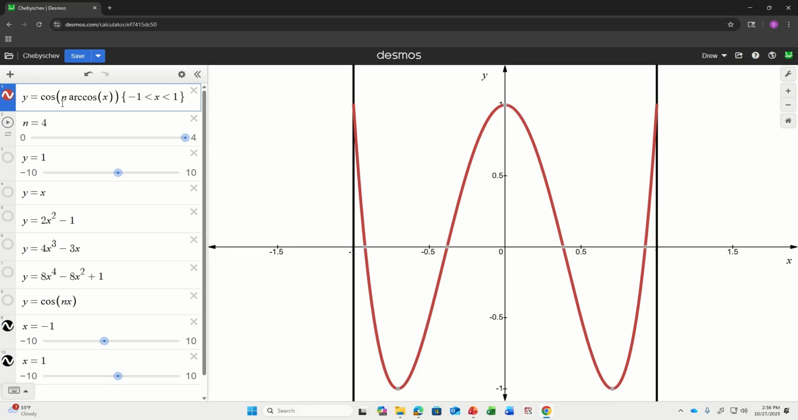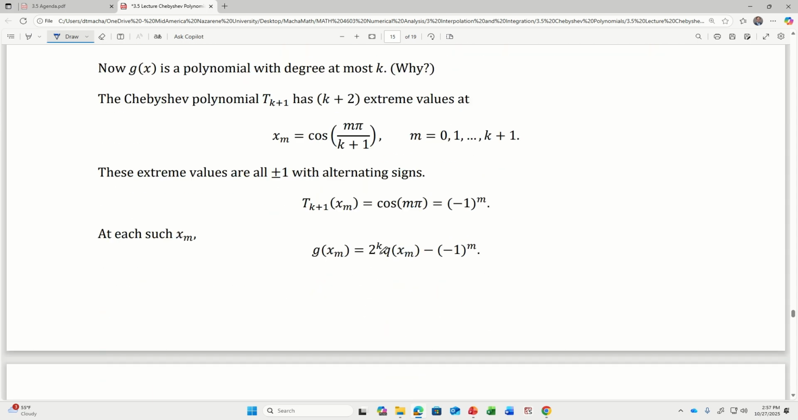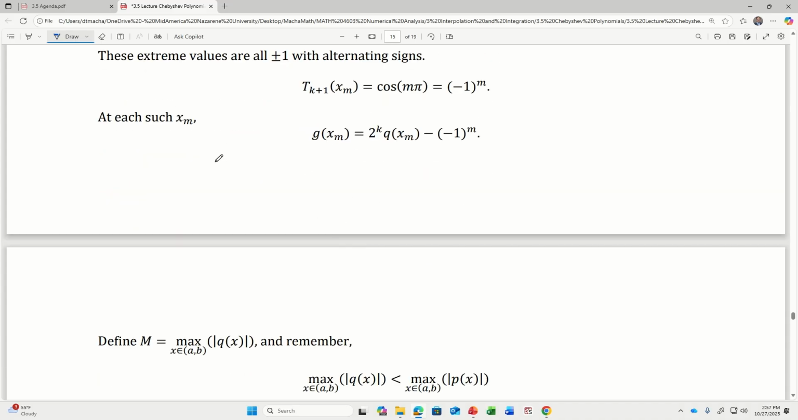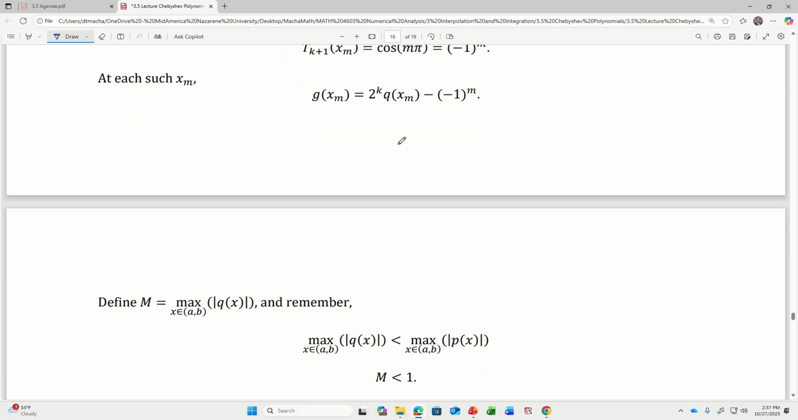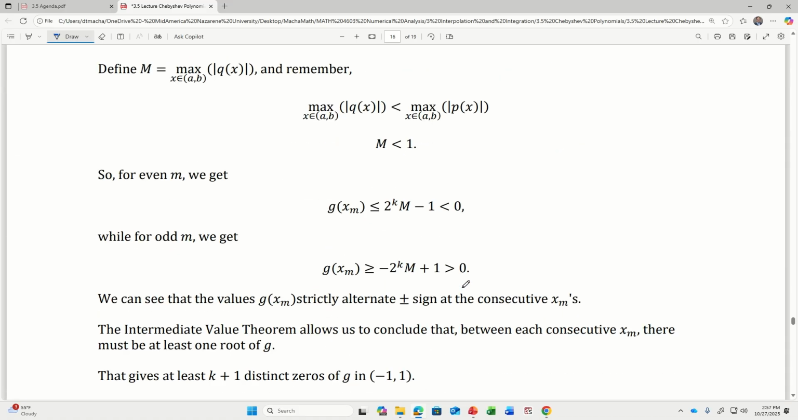That's important too, right? Because this is a cosine function. The max I can get out of cosine is 1. The minimum I can get out of cosine is -1. And so the values are all 1 or -1. That's what I say next. These extreme values are all plus or minus 1 with alternating signs. And so at each of these extreme values, we're going to have this formula for my g function. Just take this, plug in the extreme values, and since the Chebyshev polynomial is either +1 or -1 there, that's the replacement that happens. And this is the main idea.